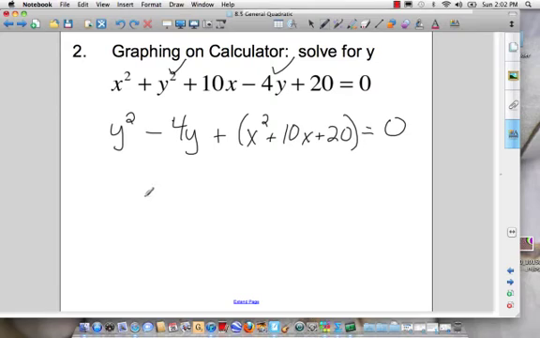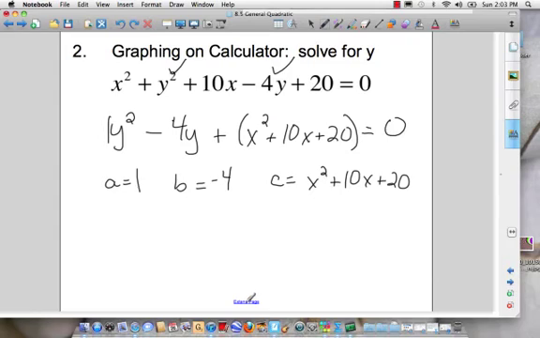And in order to solve for y, I'm now going to use the quadratic formula on y. And I'm thinking of a is 1. The coefficient of y squared is 1. b, the coefficient of y, is negative 4. And here's the part that's kind of different. For c, our constant, we're going to take all of the terms that don't involve y. So in this case, x squared plus 10x plus 20.